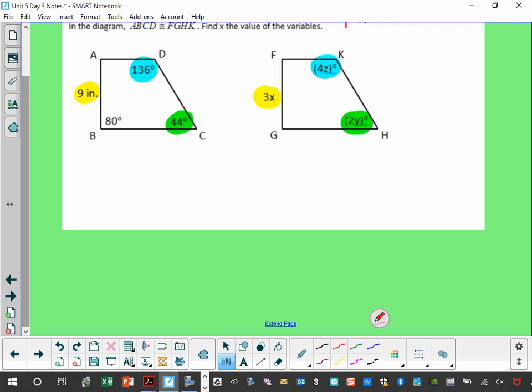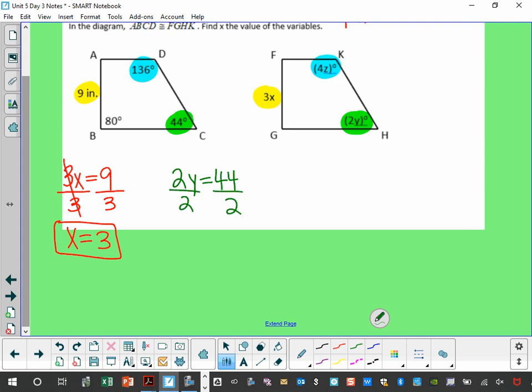Let's start with x. If it's congruent, I'm going to make it equal to each other. So I have 3x is equal to 9. All right, how do I solve this problem? Divide by 3 on both sides. Yeah, let's divide by 3. And I'm left with x is equal to 3. For my y values, 2y is going to equal what? 44. For the sake of time, I'm going to go ahead and solve it. You should get y is equal to 22.